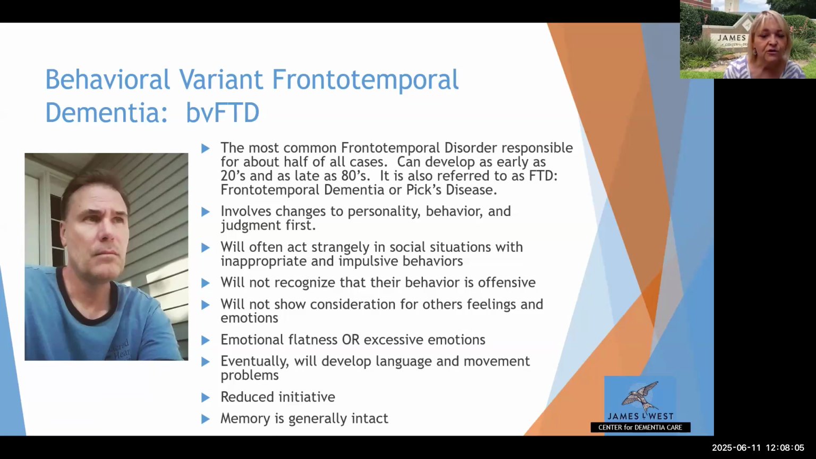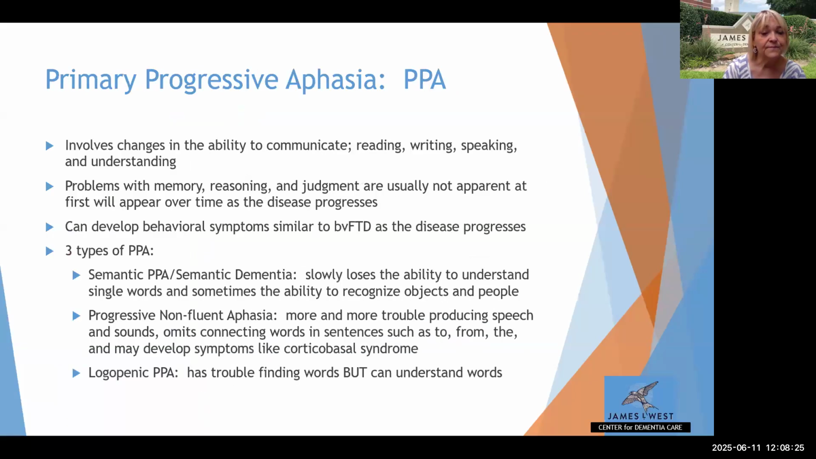Not showing any consideration for other people's feelings or emotions, they can develop kind of a flat affect. The picture that you see there, don't care. Just kind of has that look of don't really care. They will eventually develop language and movement problems. Memory typically is intact. The next most common is the PPA, the primary progressive aphasia.